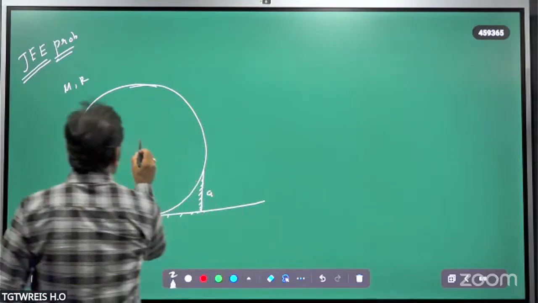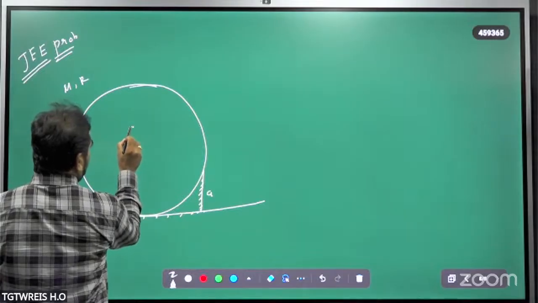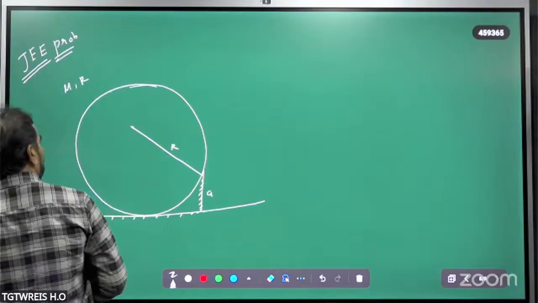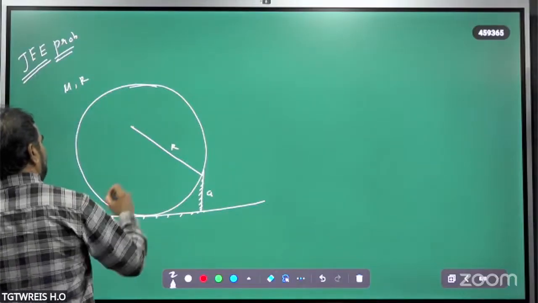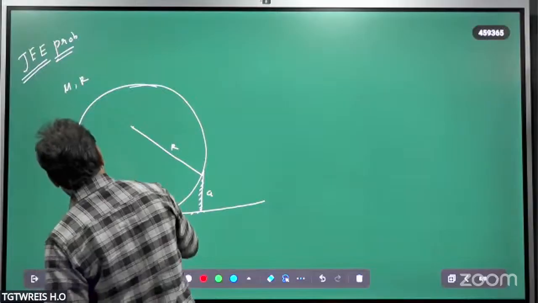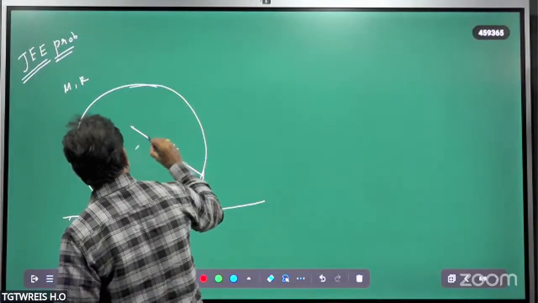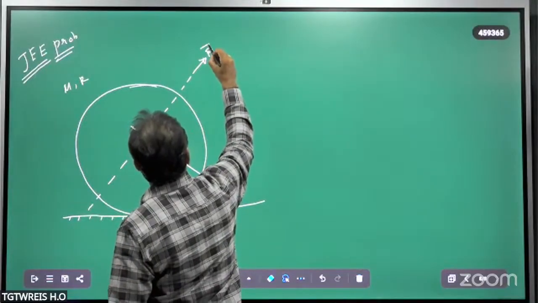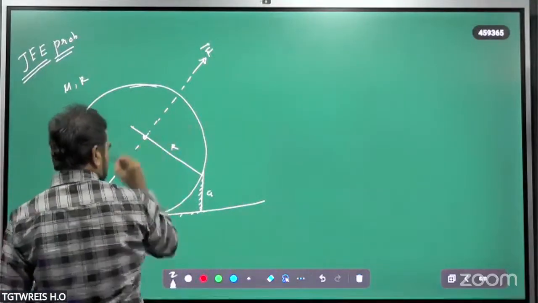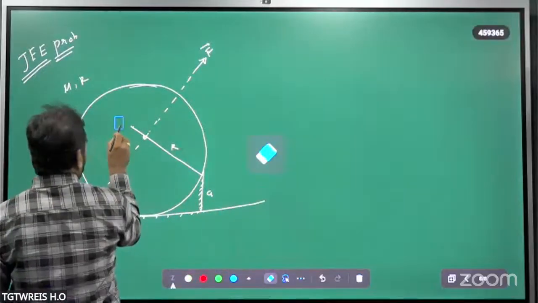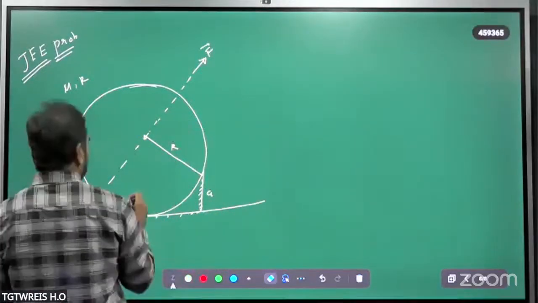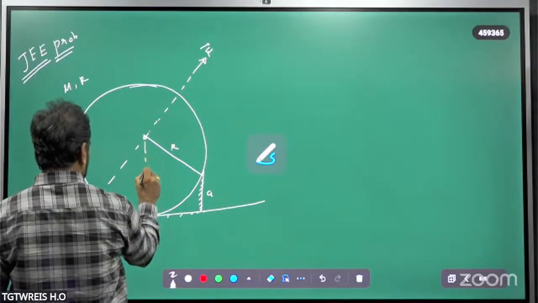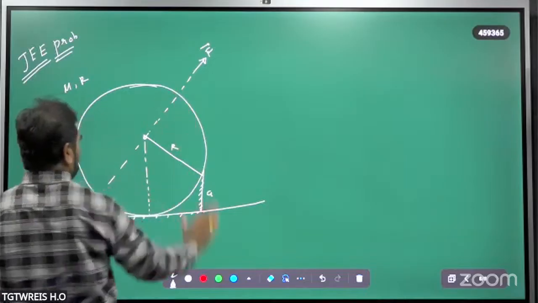The radius vector would be acting along the direction like this. This is r. From this, a force of F newtons is applying like this.